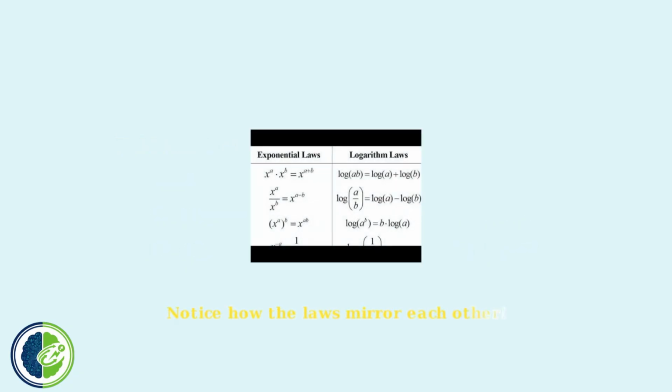This comparison shows how exponent laws and logarithm laws mirror each other perfectly. Just as exponents have rules for multiplication, division, and powers, logarithms have corresponding rules. This isn't a coincidence, it's because they're inverse operations. Understanding one helps you understand the other.